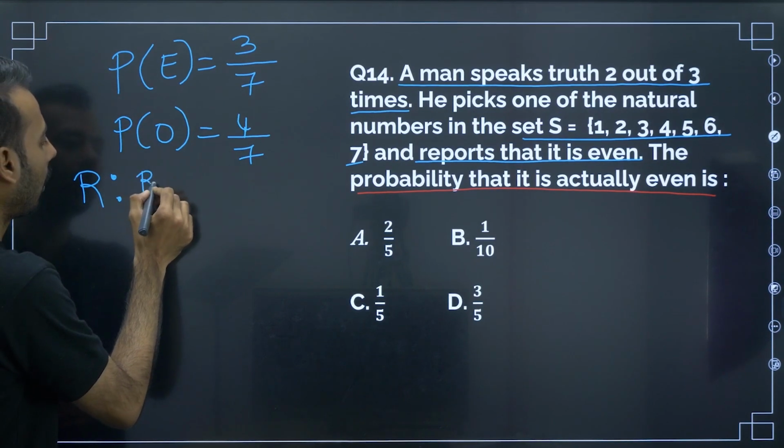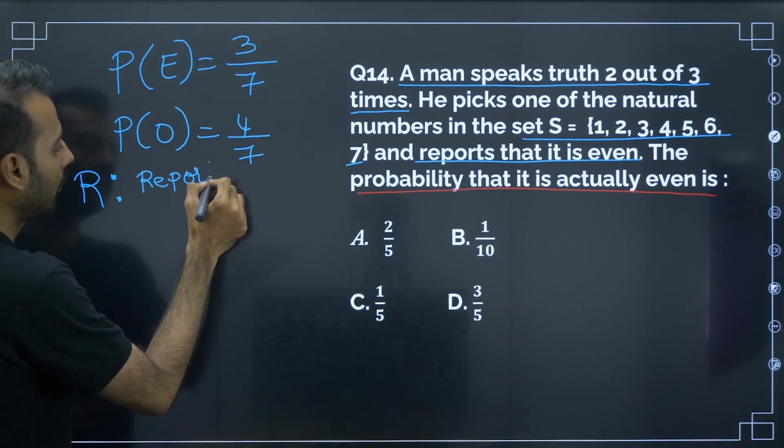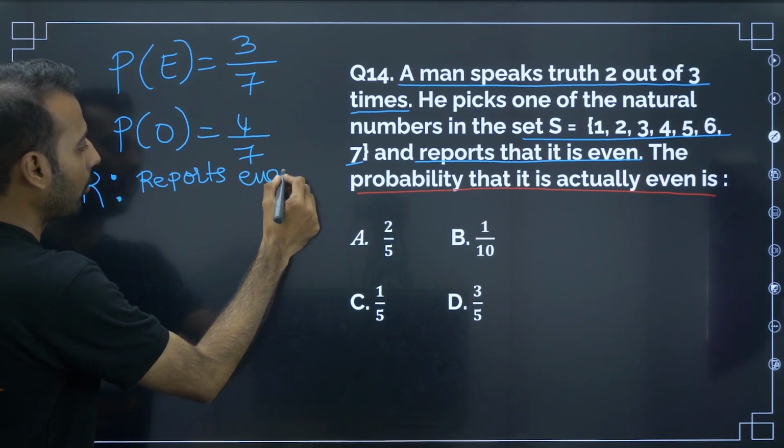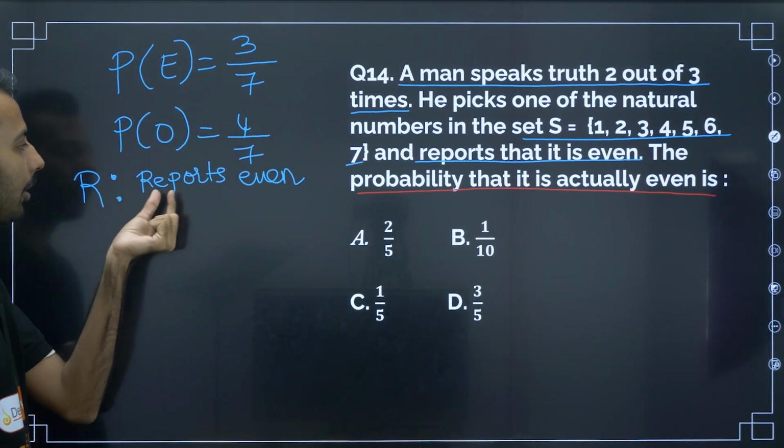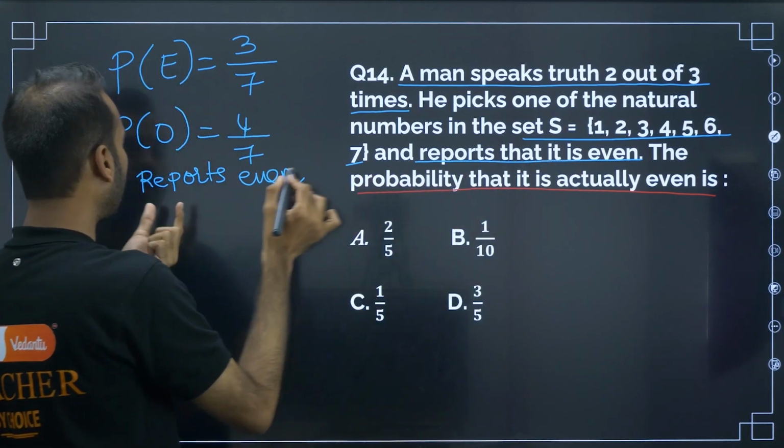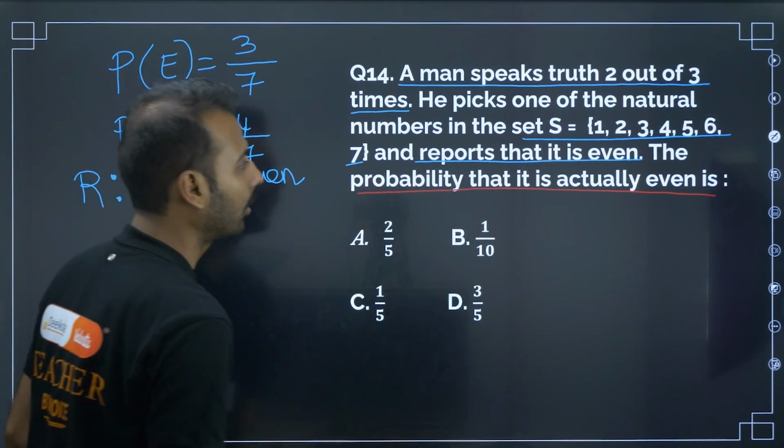Let R be the event that the man reports even. That event, let me name it R, reports even. Reports that it is even. I am naming this event as R.